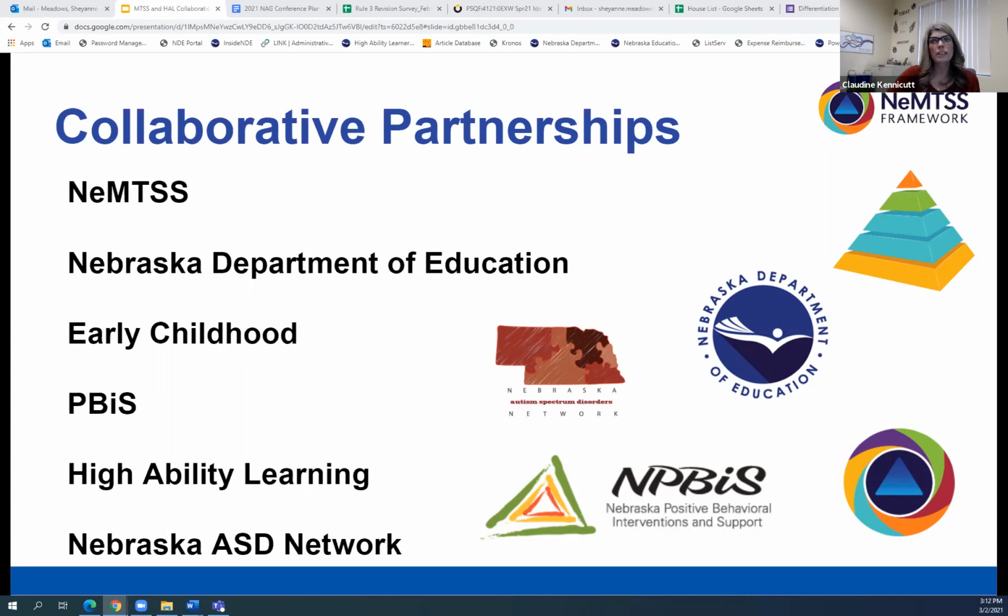And our goal is really to reduce redundancy and align MTSS with our collaborative partners so that every school in our state is able to work smarter and not harder to provide for all students with all ability levels. And so we really feel that it's important for districts to recognize these connections.